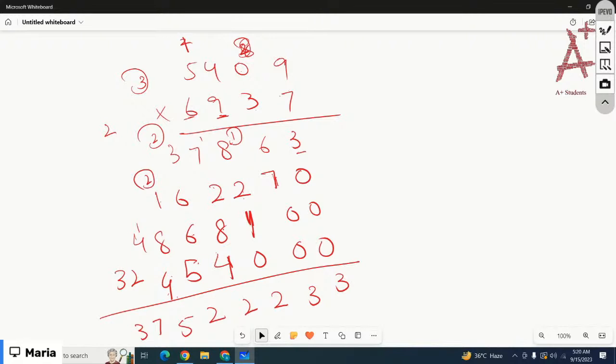So that's how you multiply numbers with more digits, both with 4 or more digits, right? It's a bit long process. This process is known as long multiplication, right?